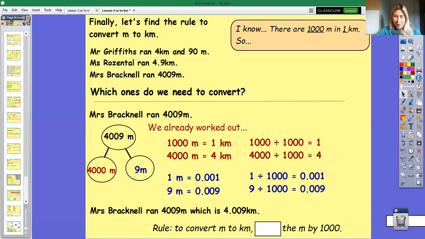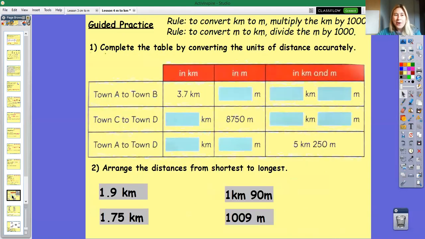So let's think then about the rule. We'll pause the video and think, are we going to multiply the metres by 1,000 or are we going to divide the metres by 1,000? Okay, hopefully you can see that we are going to divide the metres by 1,000 if we want to convert from metres to kilometres. So now I want you to have a go at applying those rules. So pause the video now and have a go at the different tasks.